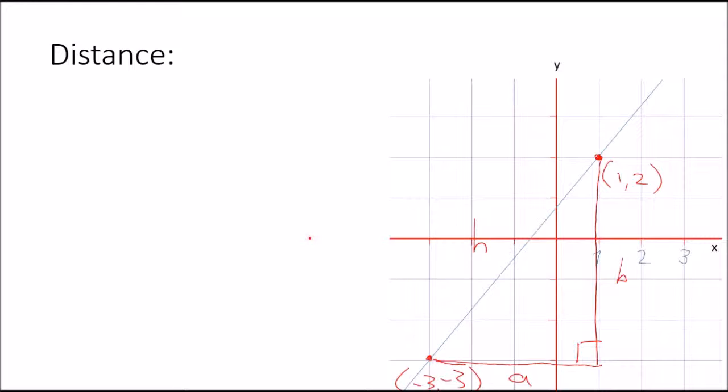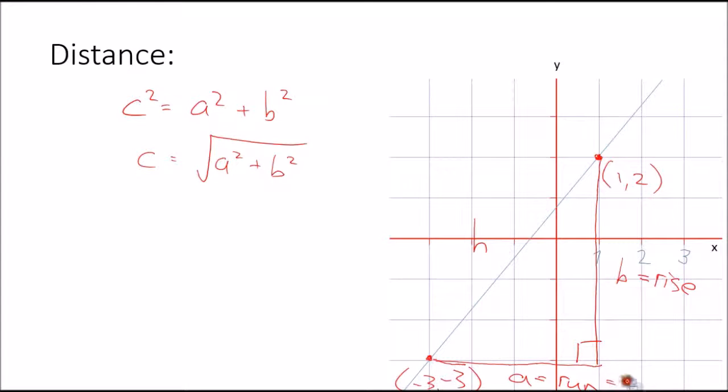So, going back to the example, B is the rise, and A here is the run. Now, we know that when we're thinking about our right-angled triangles and working out the hypotenuse, c squared equals a squared plus b squared, or the hypotenuse, c, is the square root of a squared plus b squared. We know from what we've done previously that the run is x2 minus x1, and the rise is y2 minus y1.